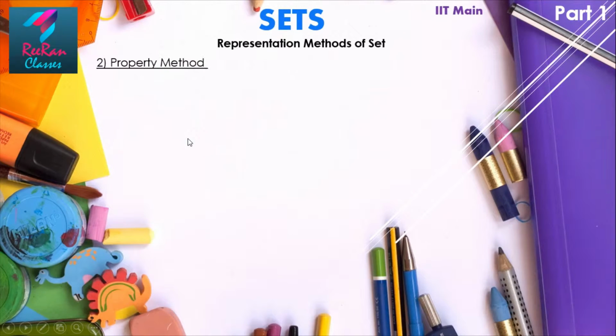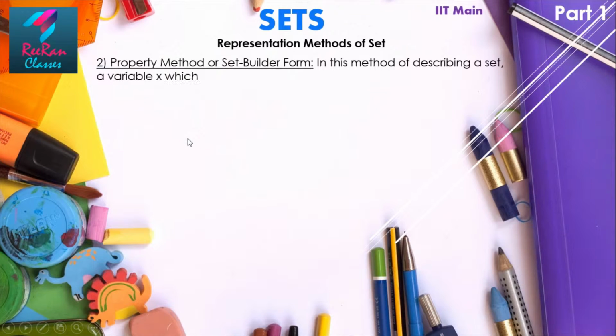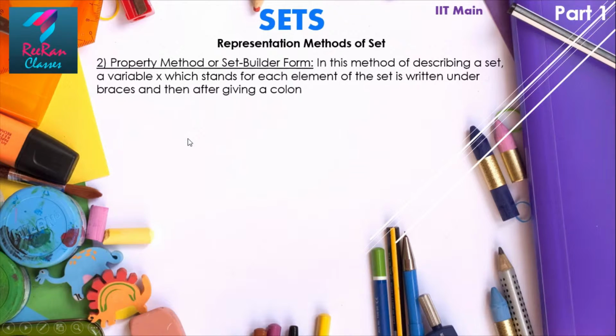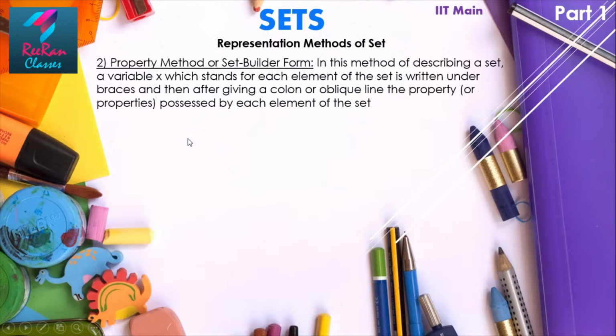So second representation method of set is property method or set builder form. In this method of describing a set, a variable x which stands for each element of the set is written under braces, and then after giving a colon or oblique line, the property or properties possessed by each element of the set is written within braces itself.